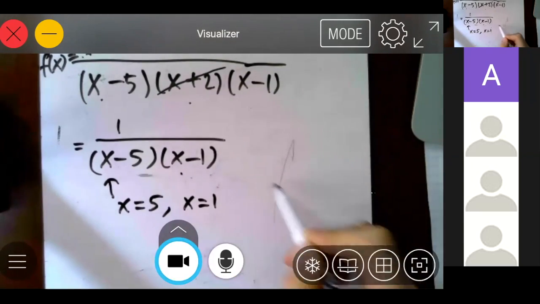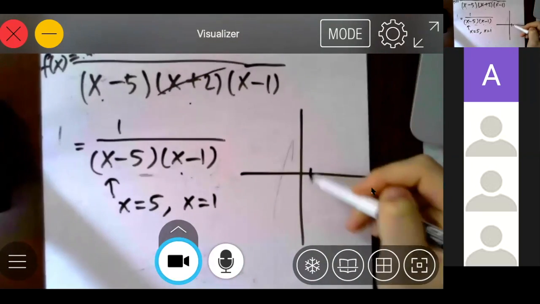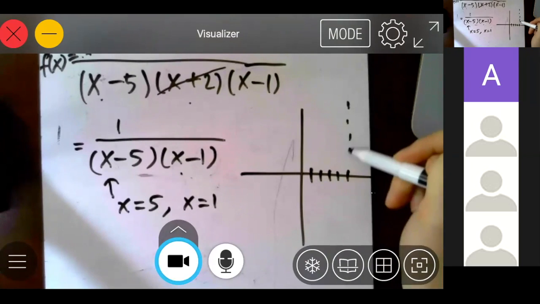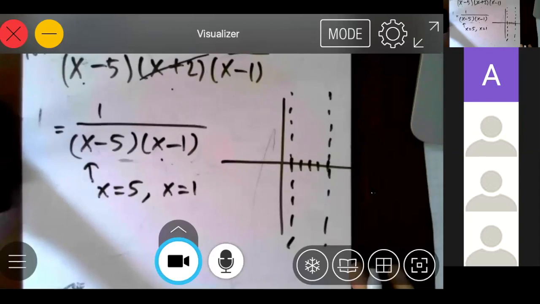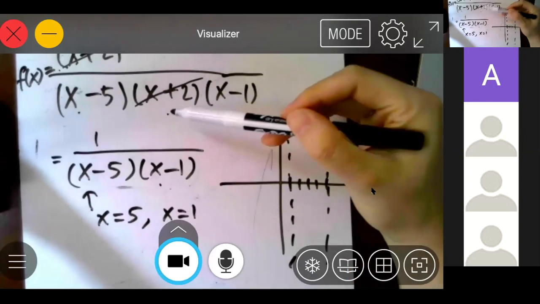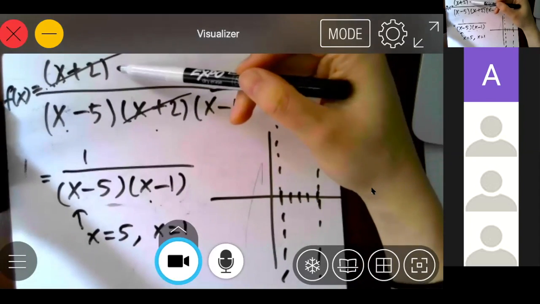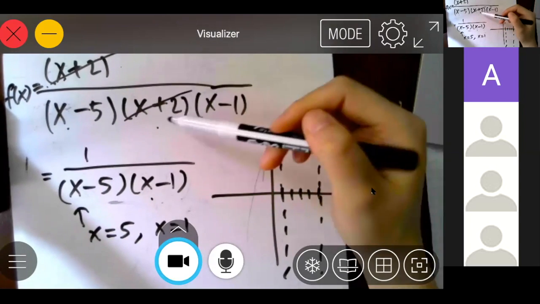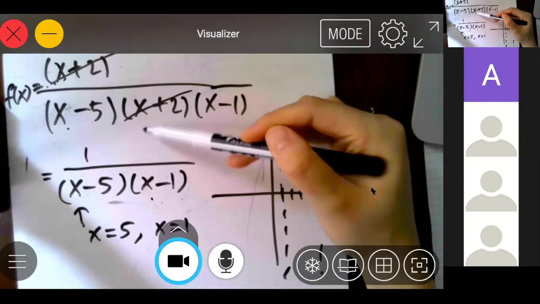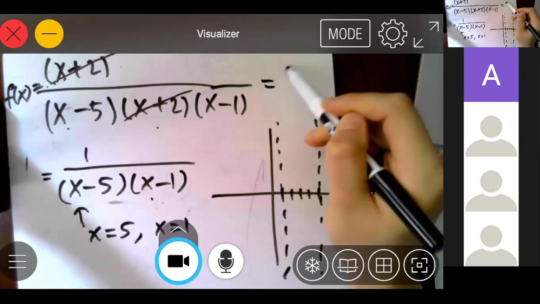Wait, but what about x plus 2? Does that mean it just cancels out? Yes. However, these are my vertical asymptotes, but my original function was this, right? This is a simplified version, but in reality, when we plug -2 into our function, what do we get? Undefined, because it's going to be 0 over 0.